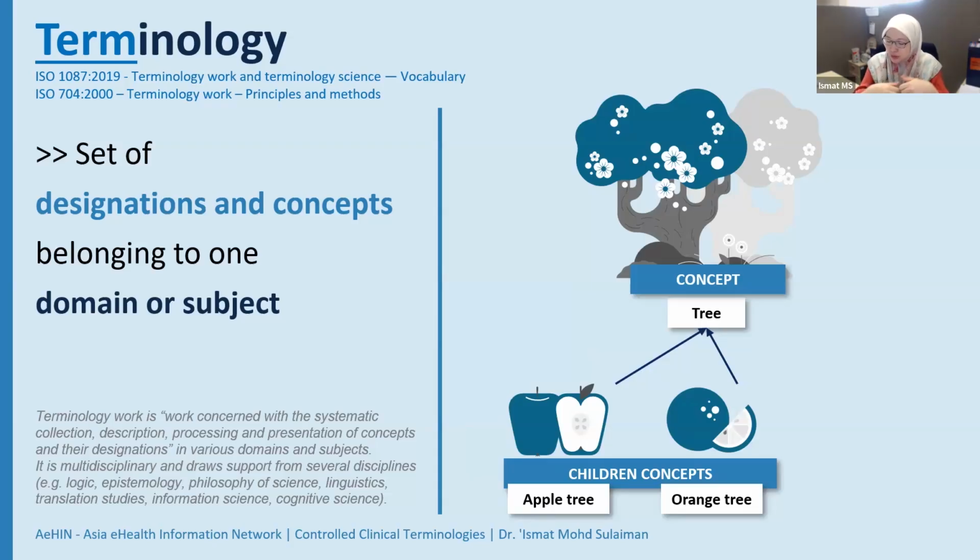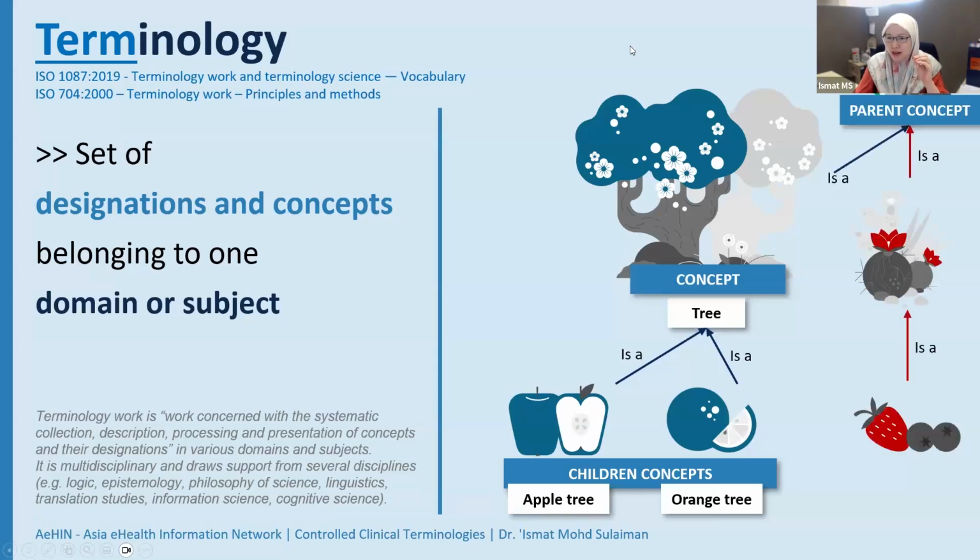For example, you can have an apple tree and an orange tree, which are child concepts of the concept tree. This relationship is called the is-a relationship, so it creates a hierarchy, right? Then you can have other fruits, for example strawberries. It's not really a tree because it's kind of a bush, but it shares a parent concept, and a parent concept is probably plant, right?